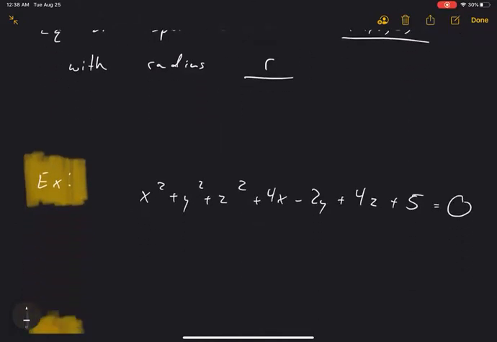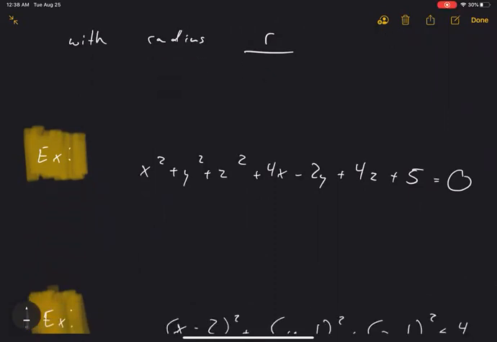Now, what is this whole mess? Let's look at some examples. The first example would be x squared plus y squared plus z squared plus 4x minus 2y plus 4z plus 5 equals 0. What does this whole mess give us? Maybe we're told that this is the equation of a sphere.